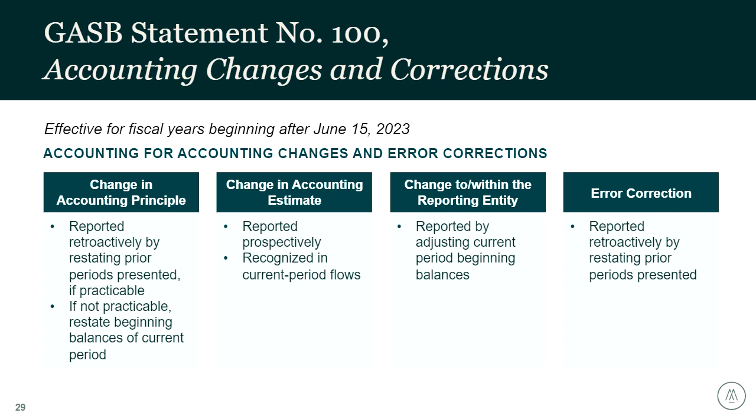In terms of reporting, changes in accounting principles will follow the transition guidance contained in new standards, or if the changes related to existing guidance should be reported as a restatement to prior periods presented if practicable. Similar to existing guidance today, changes in accounting estimates are reported prospectively by recognizing the change in the current year flow. For changes to the reporting entity, these are reported by adjusting the beginning of period balances, the beginning of period net position, fund balances, etc.